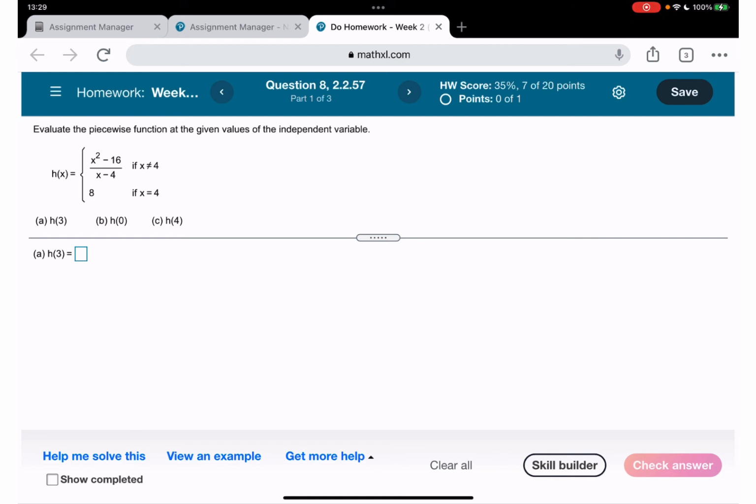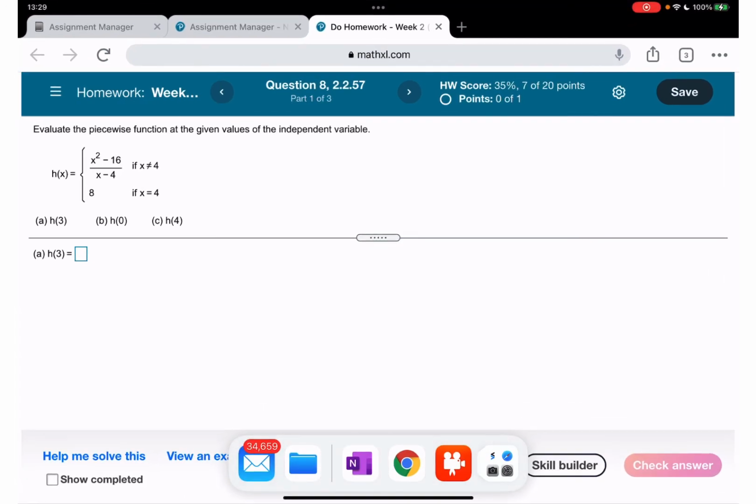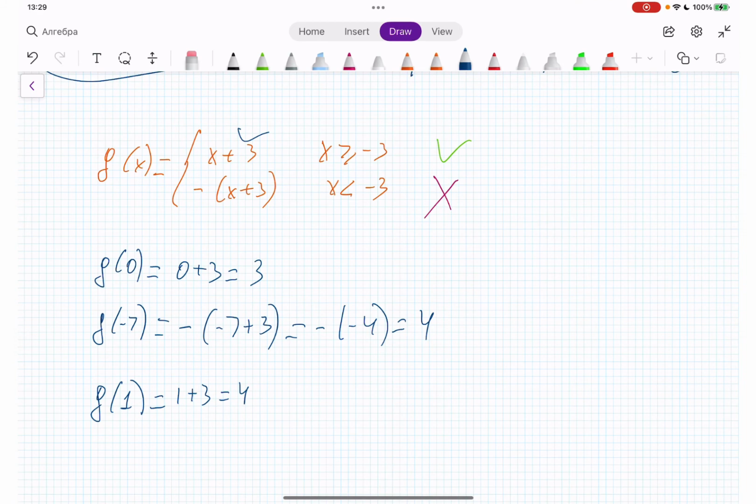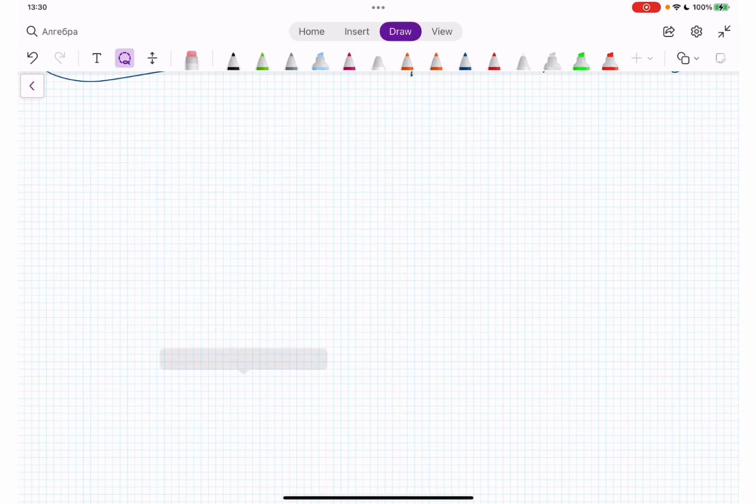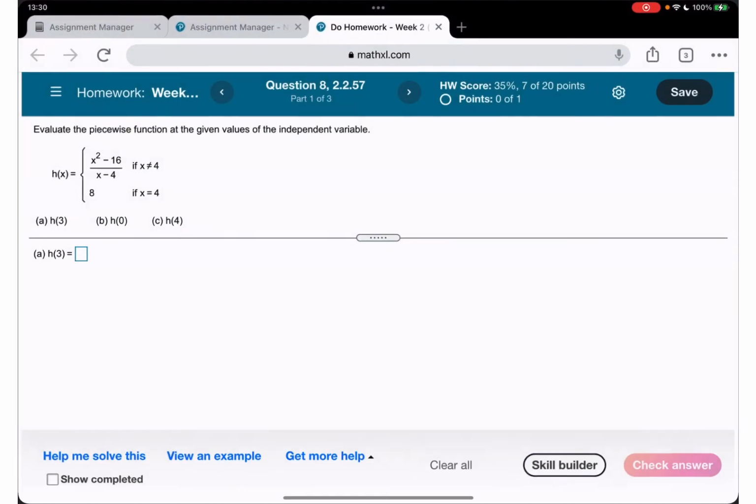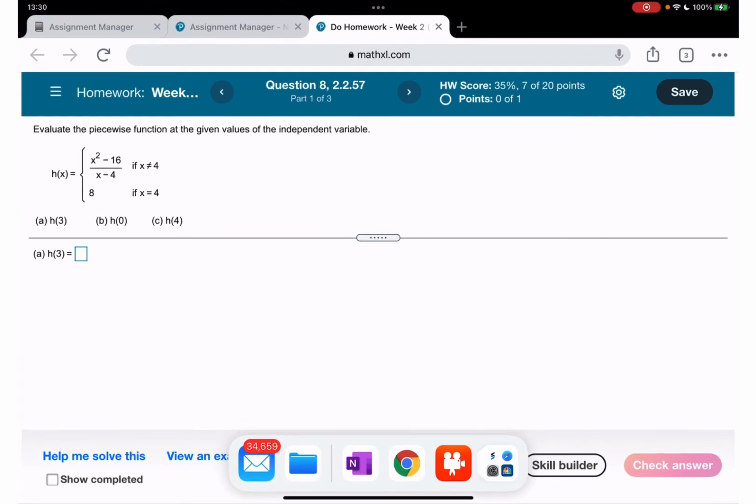Next one. X squared minus 16 over x minus 4, and here we have x, 8. And what are our conditions here? X is not equal 4, x is equal 4, okay?